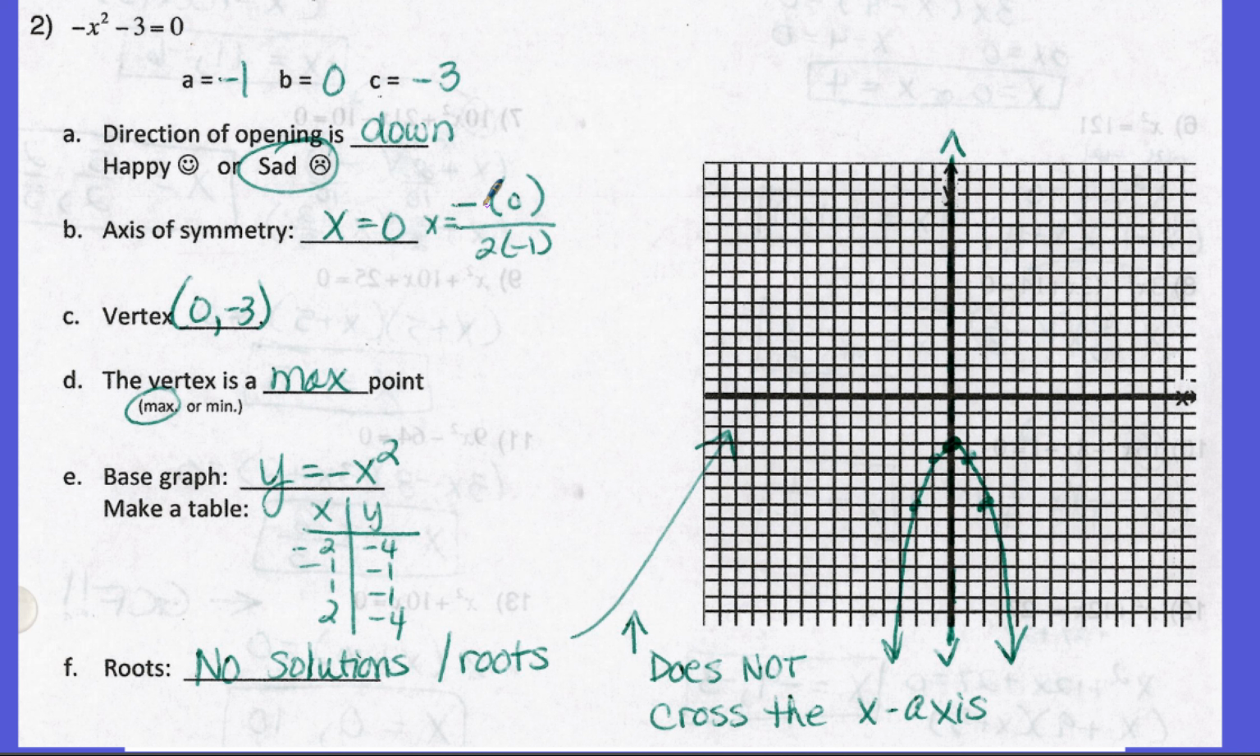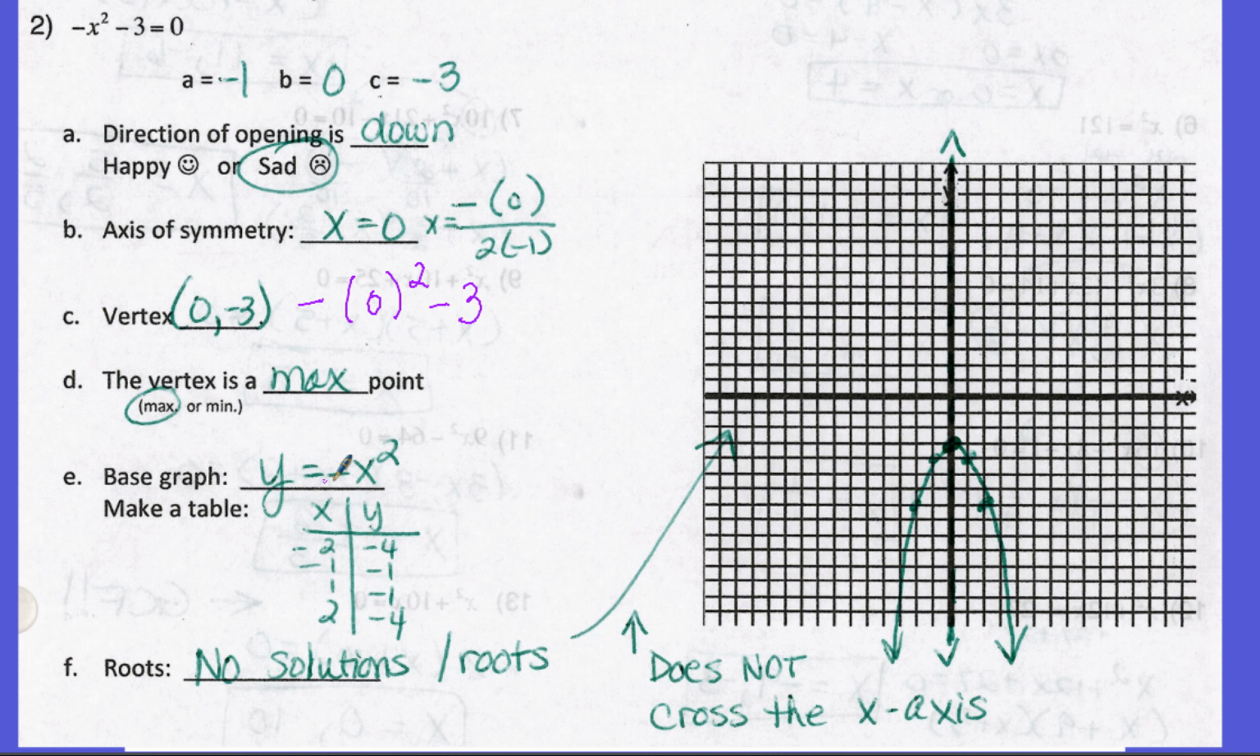Axis of symmetry, it's -b over 2a. Well, 0 over anything is 0. Plug 0 into here, 0 squared, right? And I'll show you again here in case, since I didn't put it here. So I'm just plugging in 0 into the equation. Well, 0 squared is 0, -3 is -3. So there's our vertex. It's a max point because it's opening down.